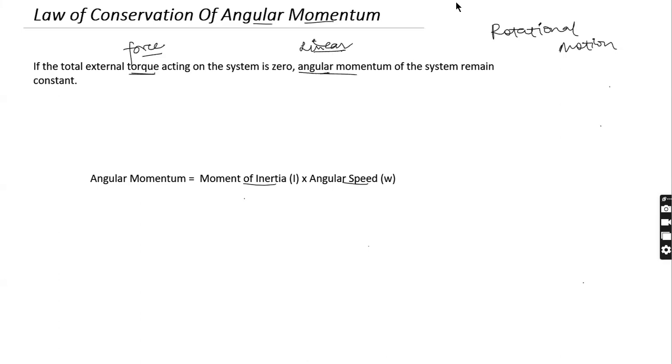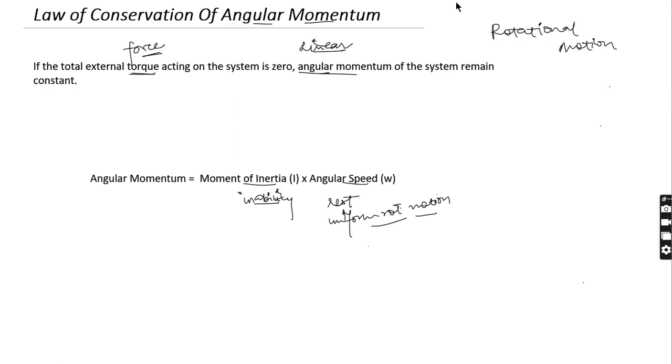So what is inertia? Inertia is inability of any body to change the state of its motion. If it is at rest, it would remain at rest if there is no external torque acting on the system. And if it is in uniform rotational motion, then it would remain in the state of uniform rotational motion until an external torque is acting on the system.